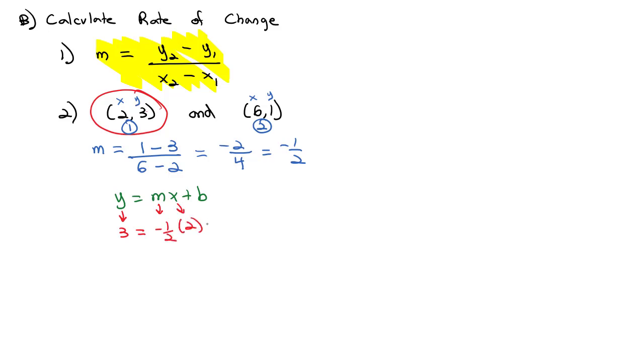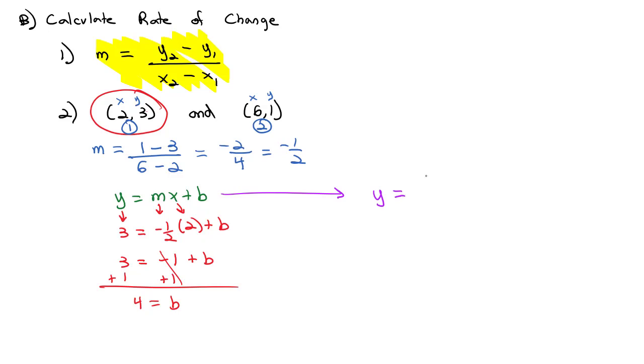X we know is 2. And that should help us find the b. Well, multiplying -1/2 times 2 is -1 plus b. Add 1 to both sides, and 4 is equal to b. Now I can give my equation in y equals mx plus b form. y equals m, -1/2, x plus b, but we know b now is 4.